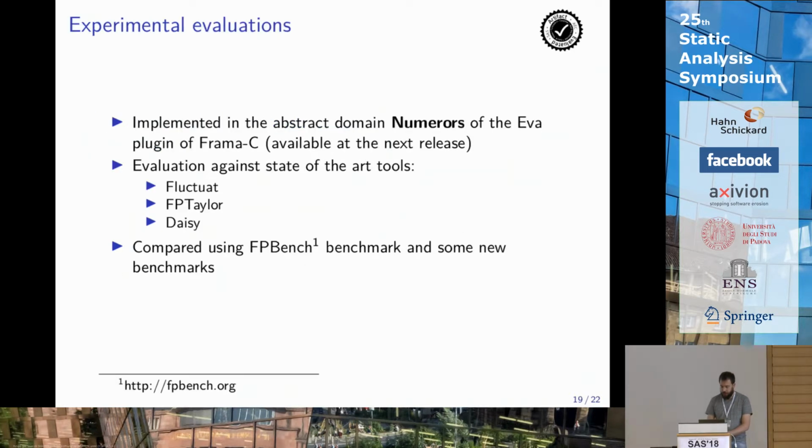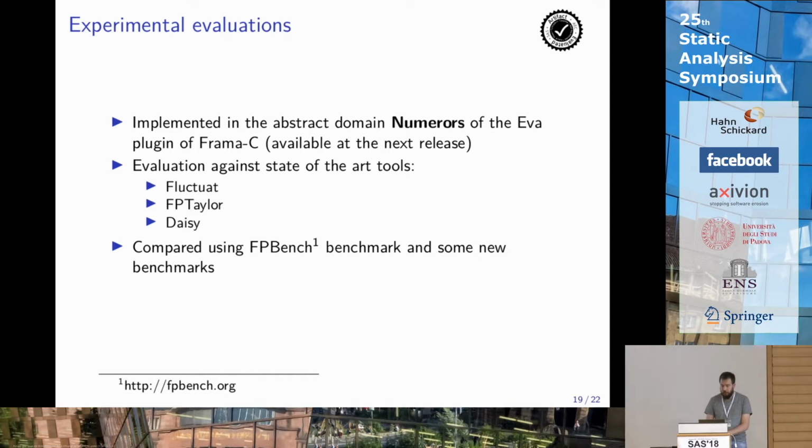Okay, we have implemented this reduced product in an abstract domain called Numerals in the EVA plugin of Frama-C, which should be available at the next release. And we have evaluated it against state-of-the-art tools. The first one is Fluctuat, which is a known abstract interpreter specialized in floating point analysis. We decided to compare Numerals to it because it uses similar techniques, except that Fluctuat is based on a relational abstract domain.